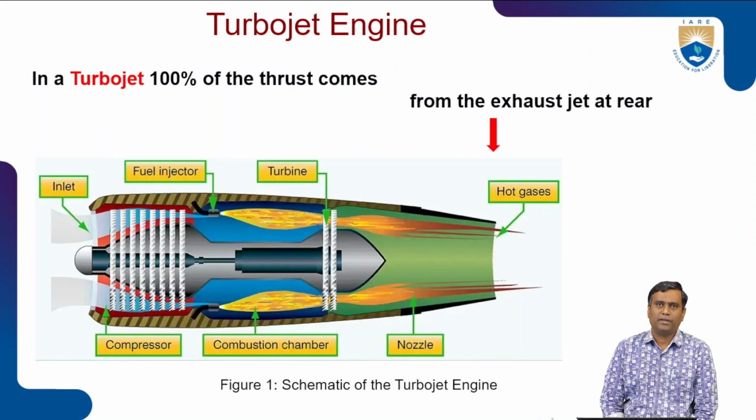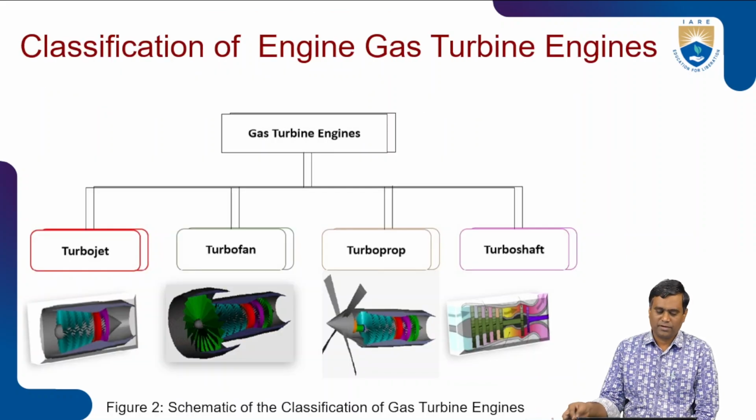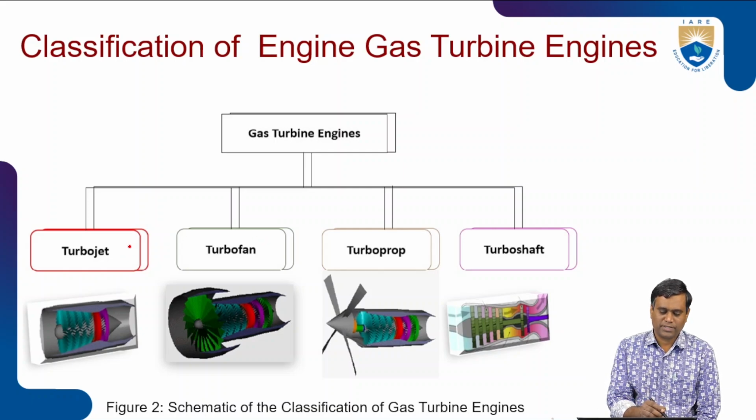We have seen the working principle. We have learned that 100% of the thrust in the turbojet engine comes from exhaust jet air. So total thrust comes from exhaust jet air. That's the reason, and the air is at high kinetic energy. That is also a reason for noisy operation of turbojet engine. Last lecture we have discussed this, and we will discuss turbofan today.